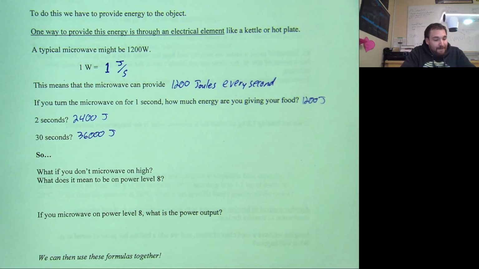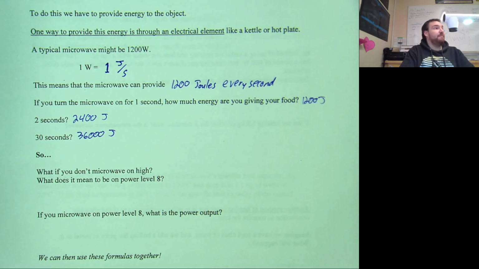So, what happens though if you don't microwave it on high? What if you choose to put it on power level 8? There'll be a difference in joules in its output. What do you think power level 8 represents on a microwave? Kind of, not quite intensity.